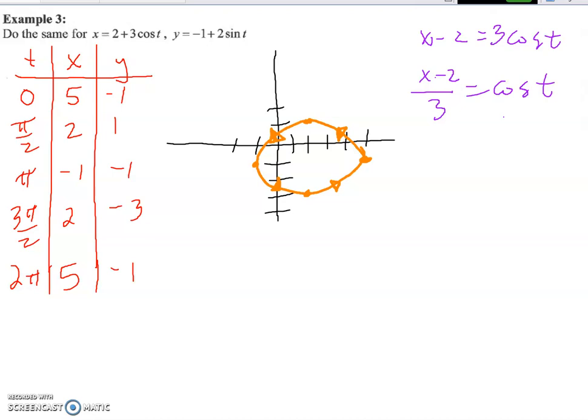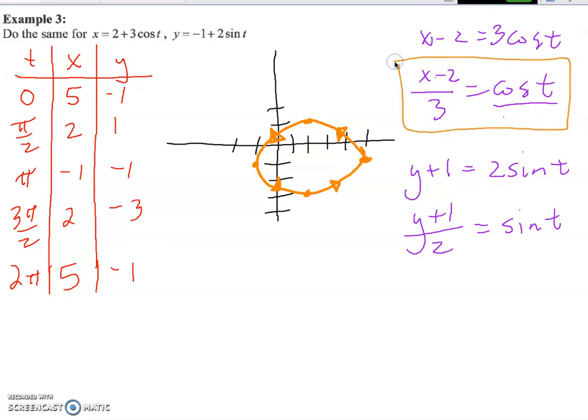To avoid our equation getting so messy, we've got the x in terms of cosine, so we're going to take the y and get it in terms of sine. So I'm going to add 1 to both sides. So I've got y plus 1 is equal to 2 sine t. I'm going to divide by 2, so I've got y plus 1 divided by 2 is equal to the sine of t. So I've got these two equations.